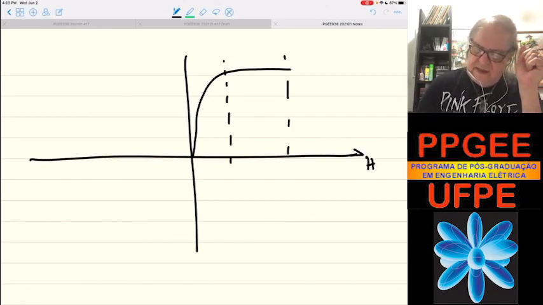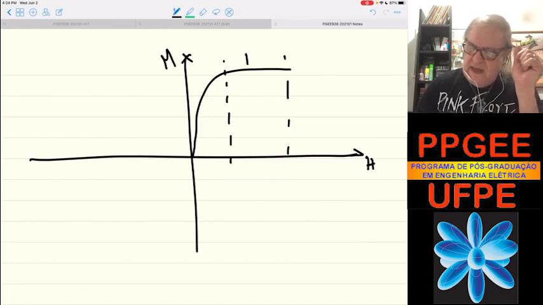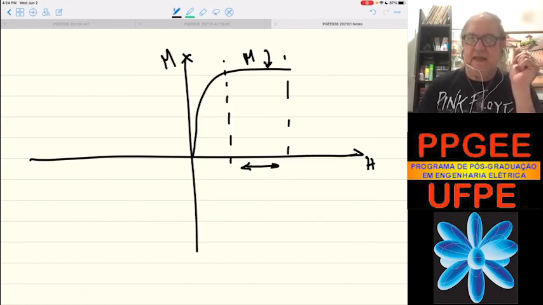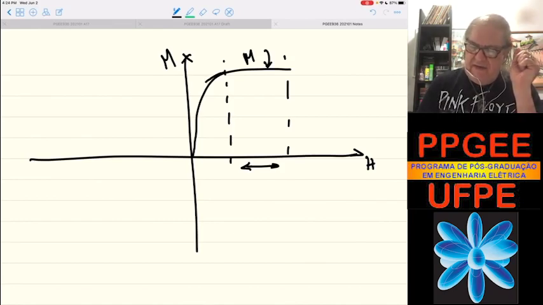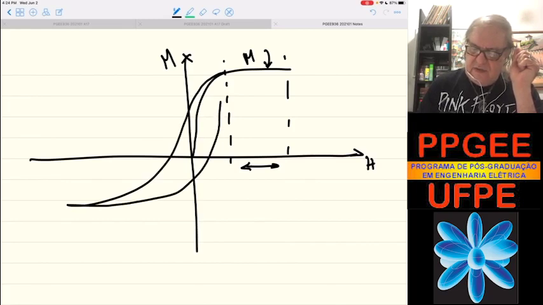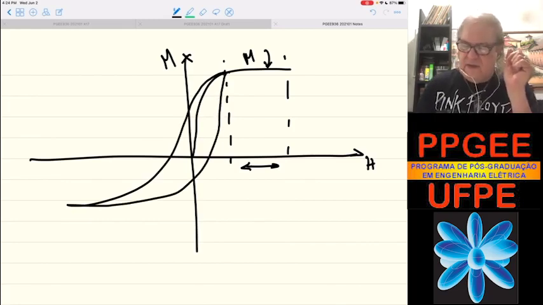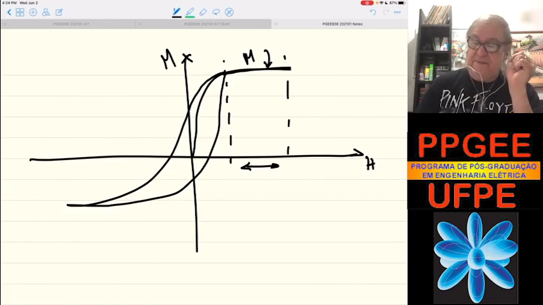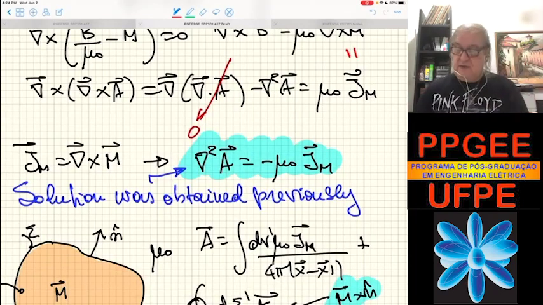Let's call this H and this M. So M is always constant. Whatever you do with H, nothing happens. Even if you have a hysteresis, the hysteresis is not going to reach the saturation region. In the saturation region, M is very well defined as constant. So that's the region we are talking about. So this is the situation we're talking about. So Jm is a parameter that is given. So I mean, we know the solution for this type of problem.